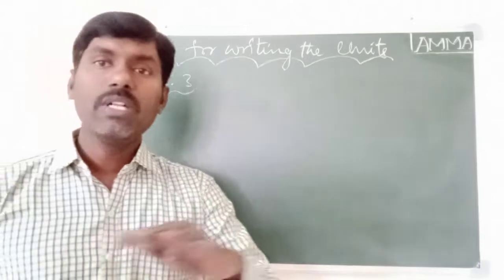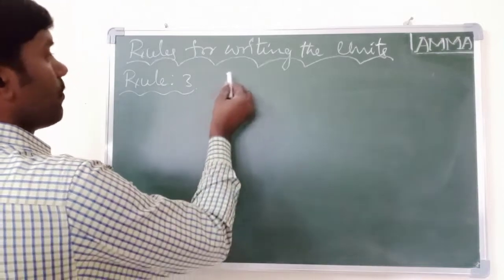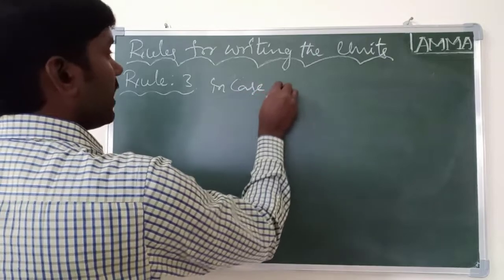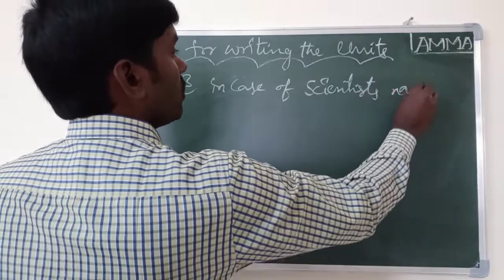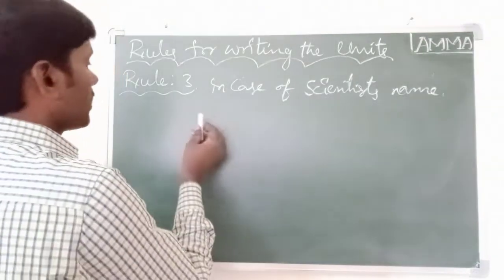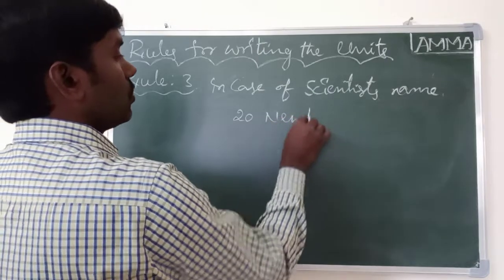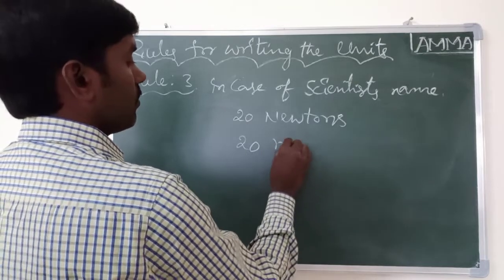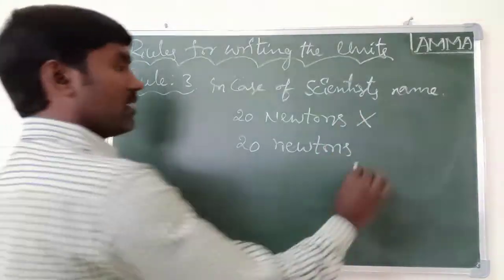When you write this kind of units, we have to follow a rule. What is that? In the case of scientist names, how do we represent the units? For example, there are 20 newtons. Students, this is the correct method.